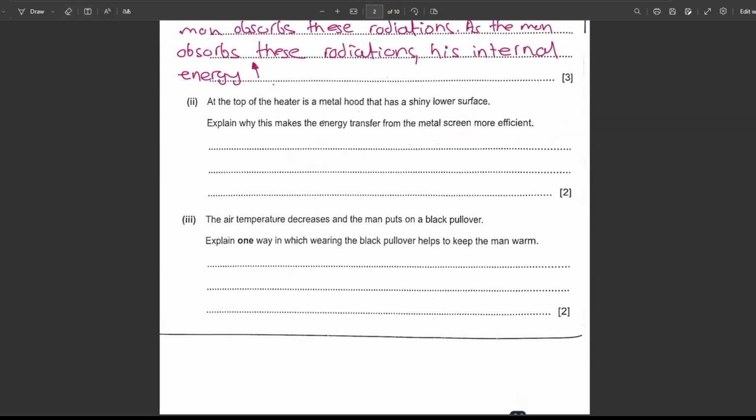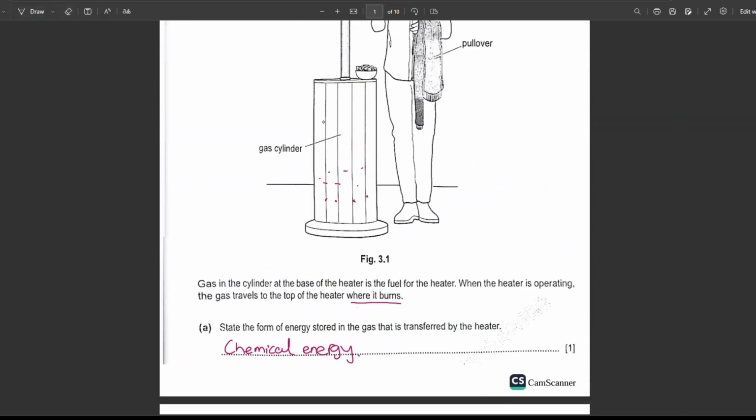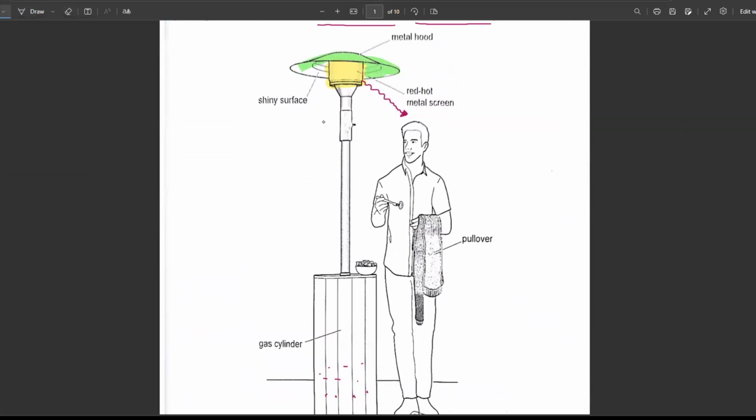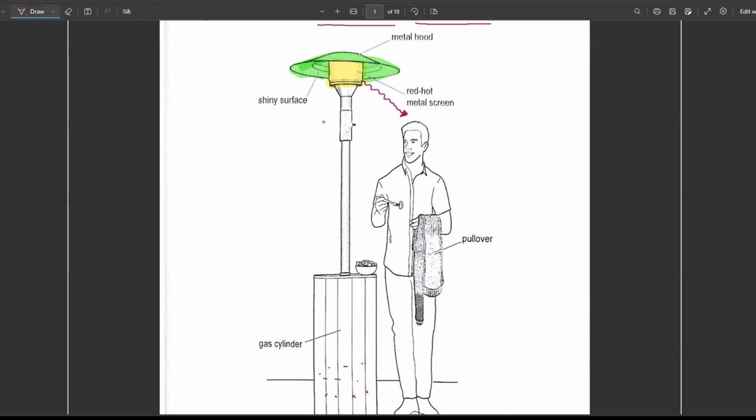At the top of the heater is a metal hood that has a shiny surface. Explain why this makes the energy transfer from the metal screen more efficient. So, this is the metal hood that we are talking about. This is a shiny metal hood or surface. How does this make the process of heat transfer more efficient? You can say that heat will get reflected back from this metal surface. This will reduce the losses of heat, increasing the efficiency of heat transfer.